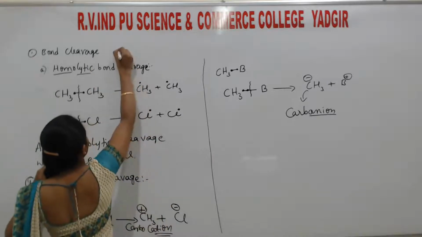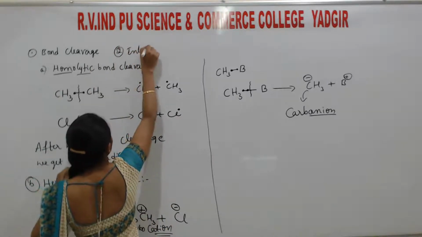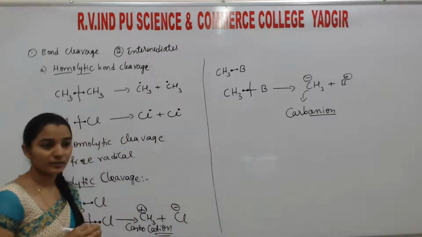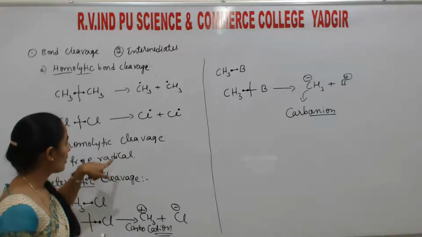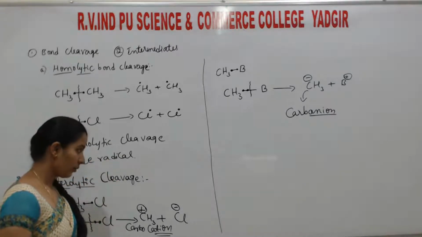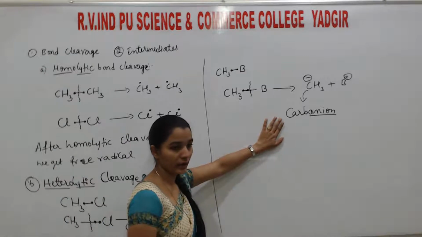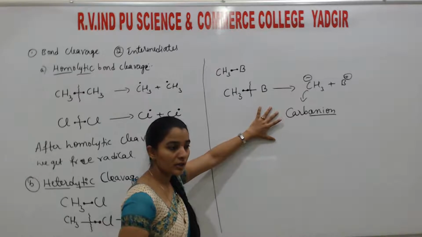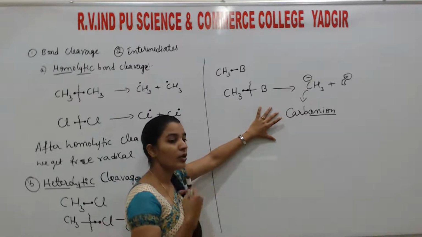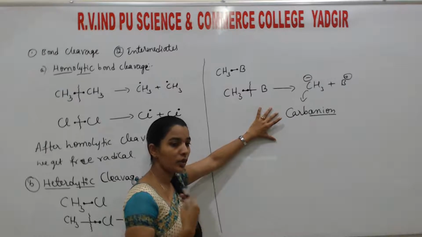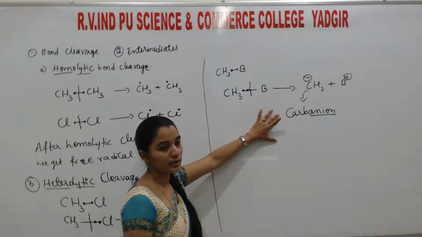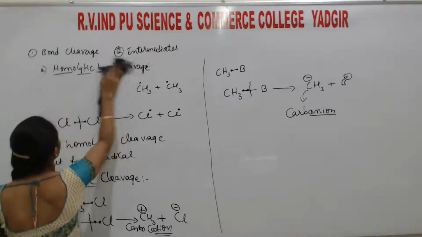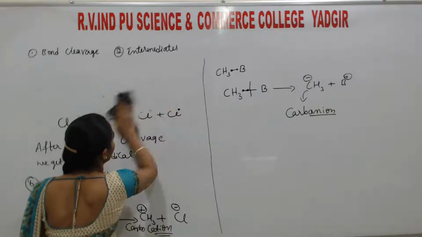Second thing is what? Intermediates in the reaction mechanism. What are those intermediates? One is free radical, one is carbocation, another one is carbon ion. So now we are going to discuss what is carbocation, what is its stability, what is carbon ion, what is its stability, and what is carbon free radical, and what is its stability. So we'll go one by one, starting from the free radical.